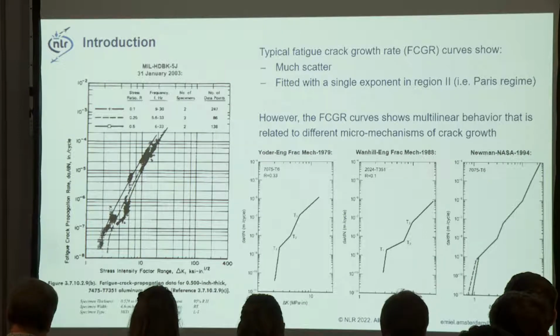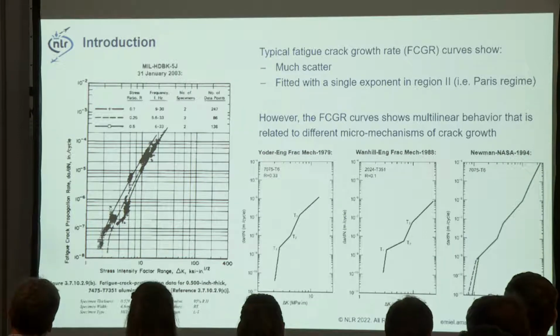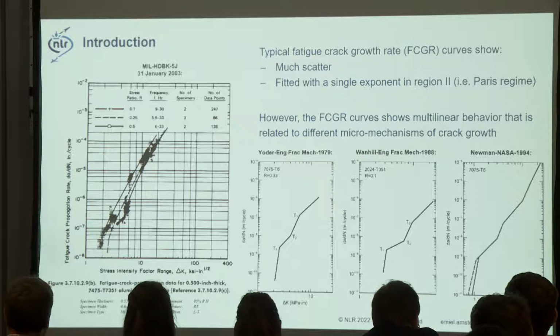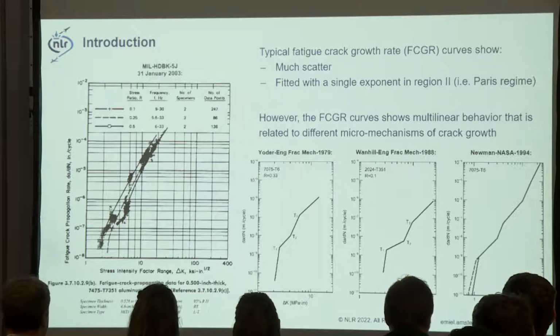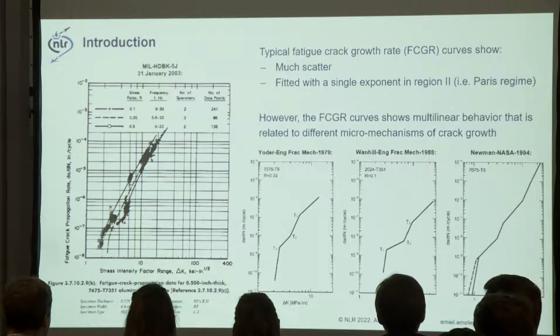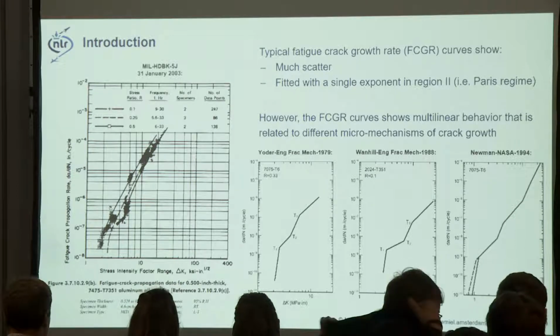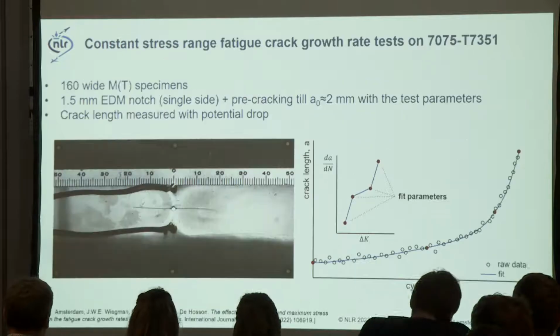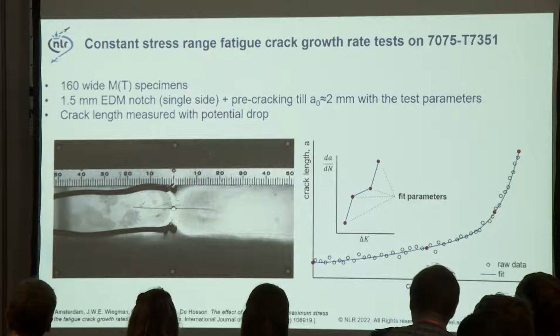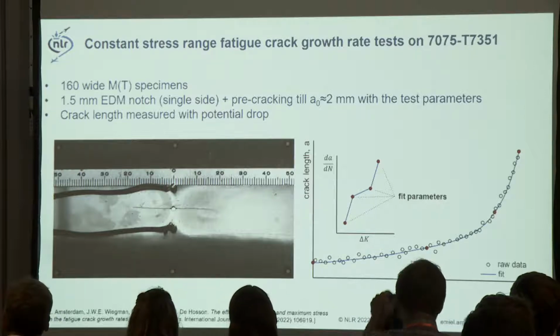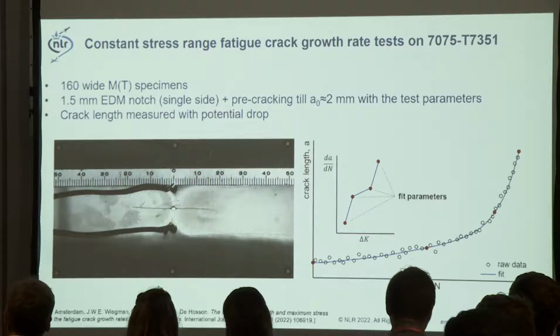So here you can see that it was already reported in 1979, again by my colleague Russell Onehill in '88, and also Jim Newman reported it frequently, that there's a multilinear crack growth rate. So what did we do to investigate this and then to solve this problem of the noise in the data?